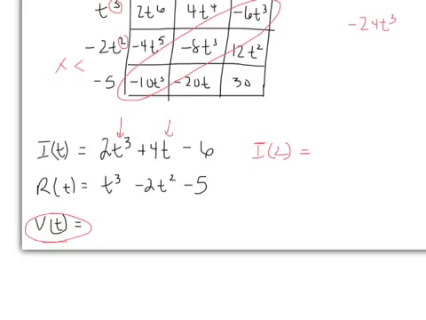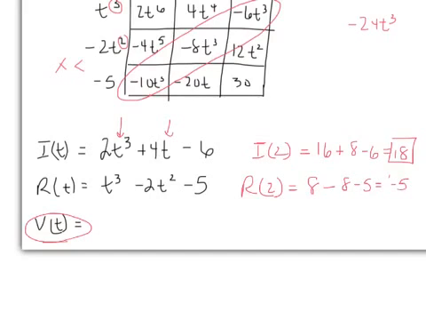If we do that, we're going to get 2 times 2 to the third, or 2 times 8, which is 16, plus 4 times 2 is 8, minus 6. 16 plus 8 is 24, minus 6 is going to give us 18 for the current at 2 seconds. The resistance after 2 seconds is going to become 8 minus, let's see, 2 times 2 times 2 is 8, minus 5, which is going to give us negative 5 for the resistance.